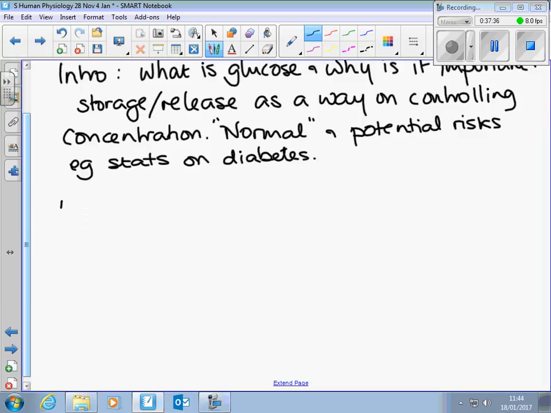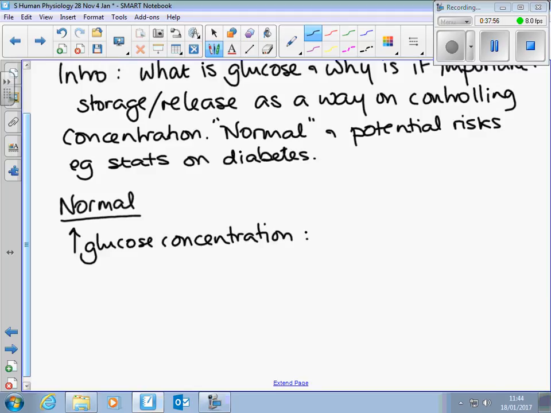Your normal control system is not just insulin and glucagon, all right? You've got what processes increase glucose concentration. Well, you've got things that we haven't necessarily met. Obviously, you've got absorption of digested carbohydrates, so we don't do digestion. So that's where most of it comes from. But there are two other sources.